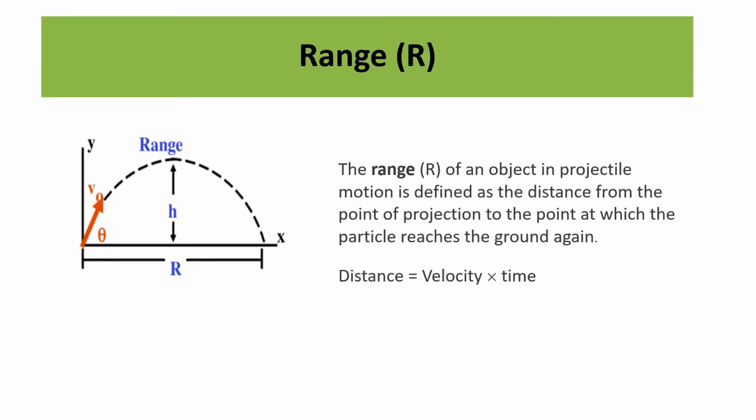Range of a projectile is the distance between the point of projection and the point where it reaches the ground. This distance is known as the range of the projectile. We know distance is equal to velocity into time. In our previous class, we learned about kinematics equations or SWAT equations. We can use those equations in projectile motions. In this class, we learn about projectile motion.